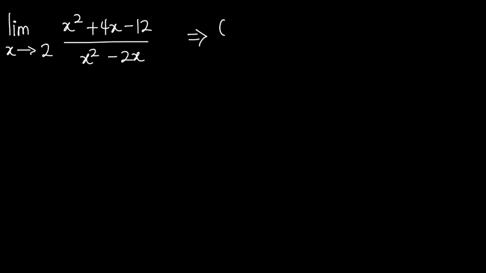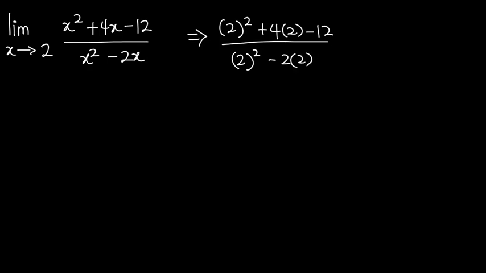For the direct method, we are going to have 2 squared plus 4 multiplying 2 minus 12, all this divided by 2 squared minus 2 multiplying 2. If we simplify this, we are going to get 4 plus 8 minus 12 divided by 4 minus 4, which will give us an answer of 0 divided by 0. But that is a value that you don't know, so you can't consider this as our answer. So let's look at how you are going to solve this.